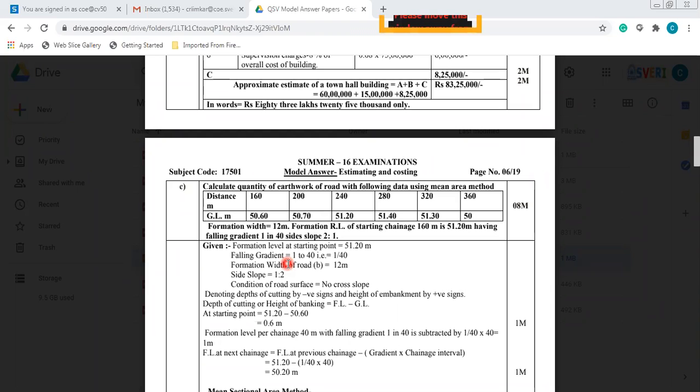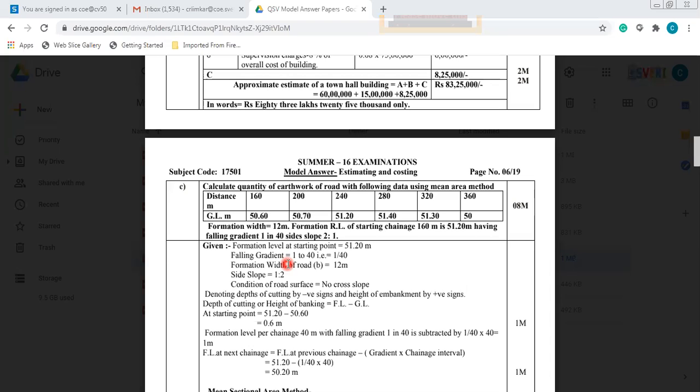Correct? That is what has been given to us. Now 160 to 200, the difference is 40 meters. For 200 to 240, the difference is again 40 meters. 240 to 280, 40 meters. 280 to 320, 40 meters. 320 to 360, again 40 meters.